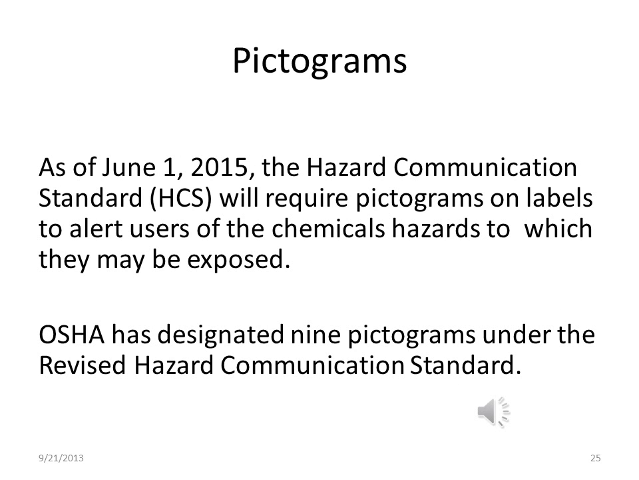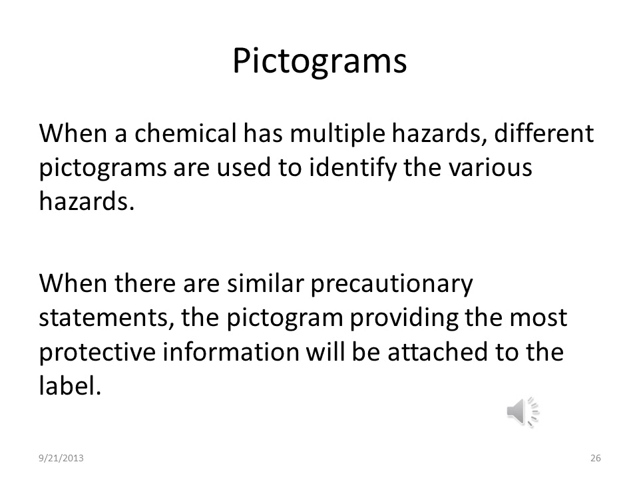As of June 1, 2015, the Hazard Communication Standard will require pictograms on labels to alert users of the chemical hazards to which they may be exposed. OSHA has designated 9 pictograms under the revised Hazard Communication Standard. When a chemical has multiple hazards, different pictograms are used to identify the various hazards. When there are similar precautionary statements, the pictogram providing the most protective information will be attached to the label.